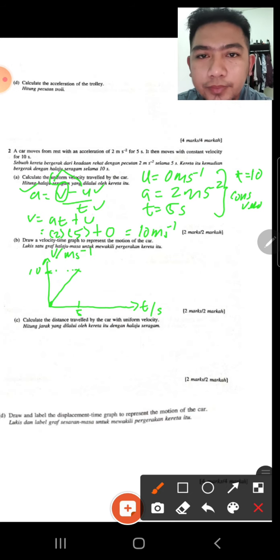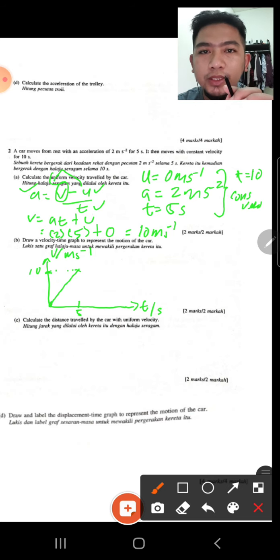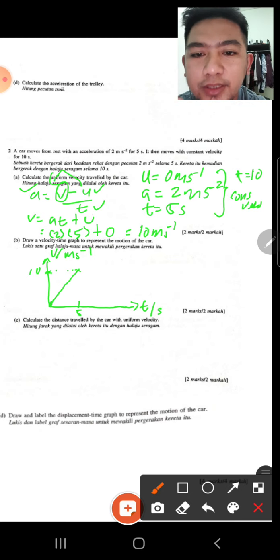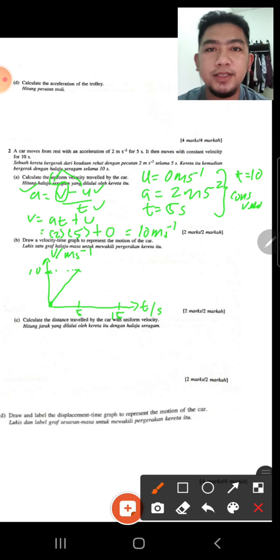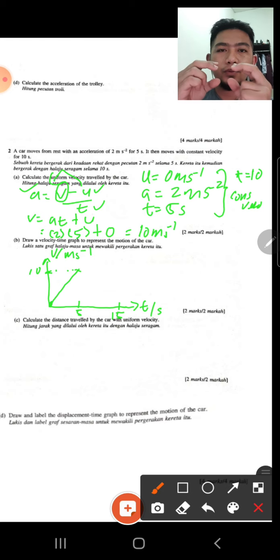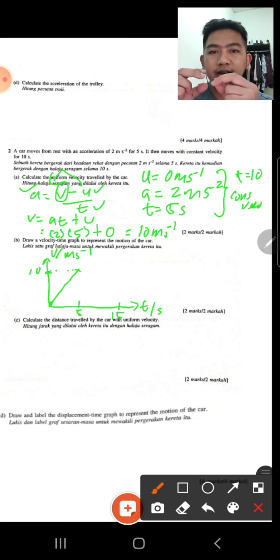After that, it then moves with constant velocity. So the velocity does not change, still 10, with constant velocity for 10 seconds. After that, add another 10 seconds. So 5 plus 10 seconds, here it will become 15 seconds. Okay? Not 10, okay? Because earlier it had already moved for 5 seconds, and then the next situation is 10 seconds. That's why we must add 5 plus 10.